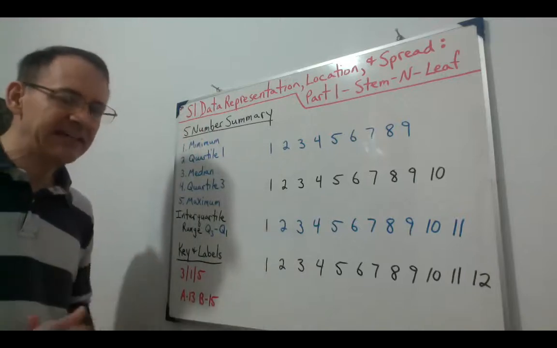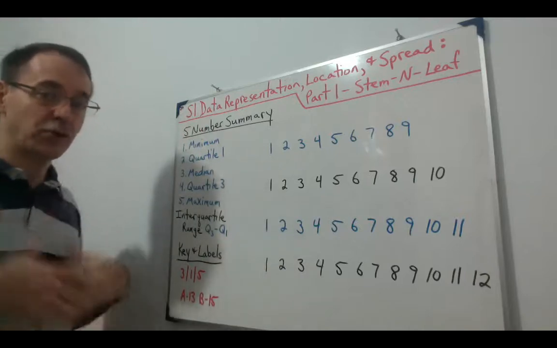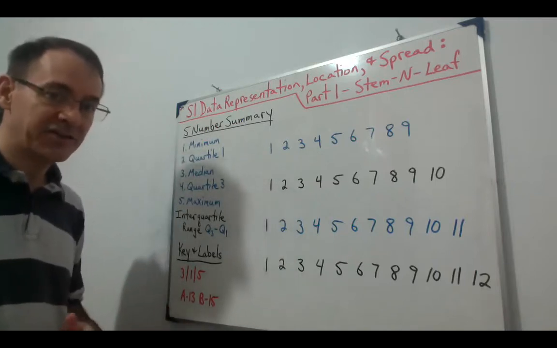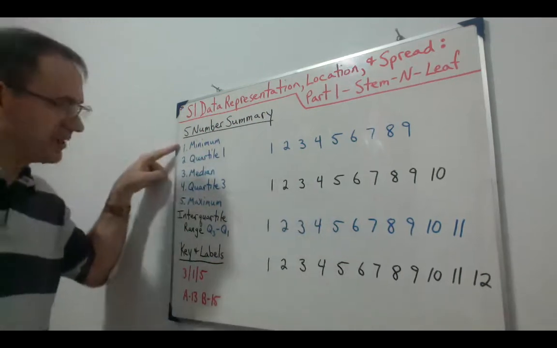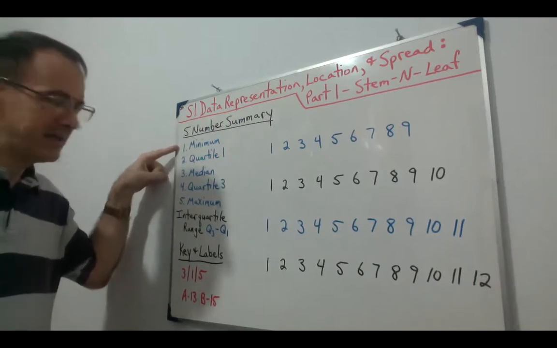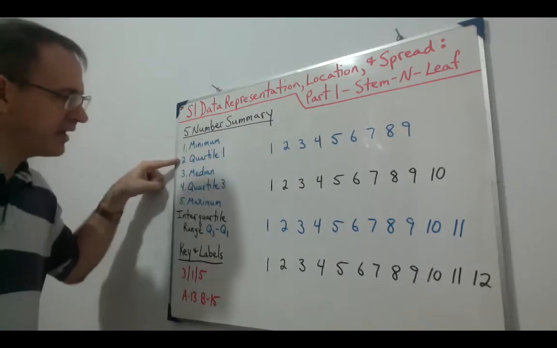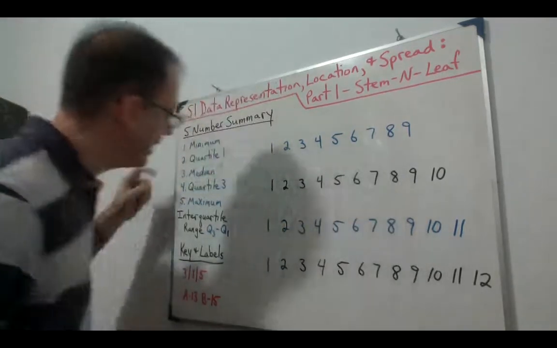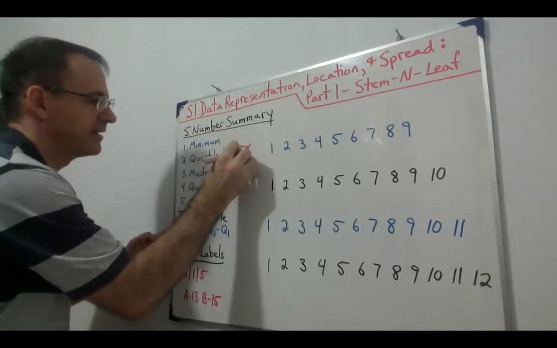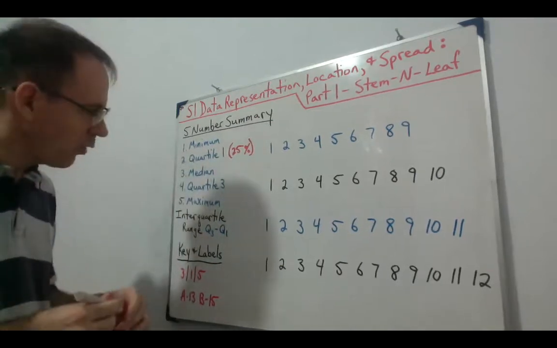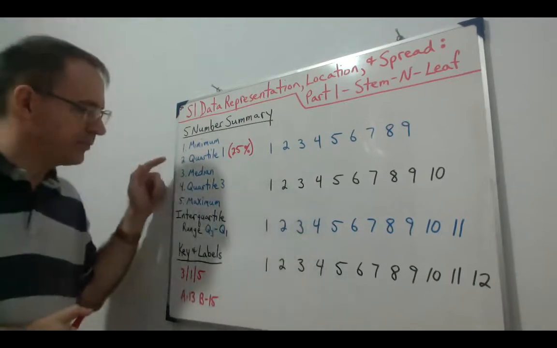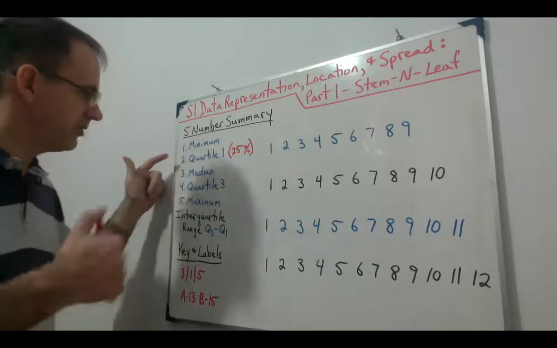So 5 key numbers that can be used to help us with our understanding or diagramming of a data set. Number 1 is the minimum value. So that's the smallest or least value in the data set. Number 2 is quartile 1. Quartile 1 is basically the same thing as 25%. So it's like quarters. One fourth is 25%. Quartile 1 is also abbreviated as Q1, capital Q with a 1.